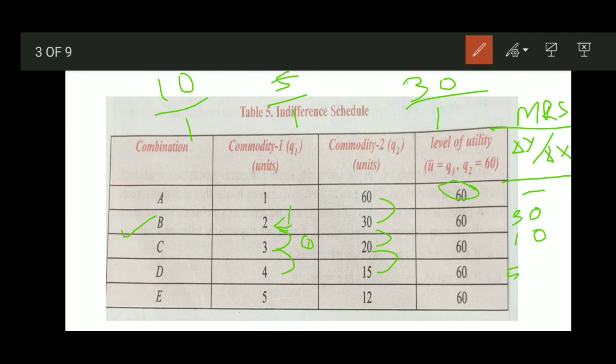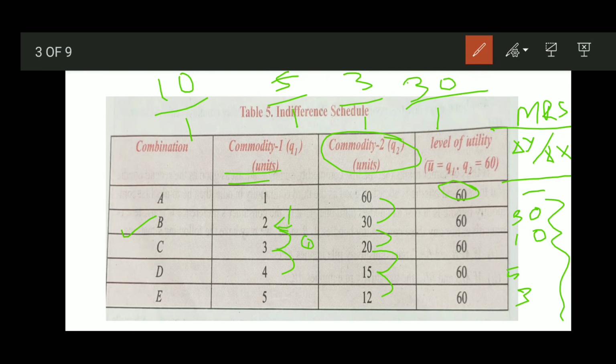And in combination E, the consumption of commodity 2 is decreased by 3 and the consumption of commodity 1 is increased by 1. It is 3. Now you can see in the whole process MRS is decreasing. So in indifference schedule it is concluded that whenever a consumer consumes 1 unit extra of commodity 1, it has to forego or sacrifice some units of commodity 2, that is MRS.